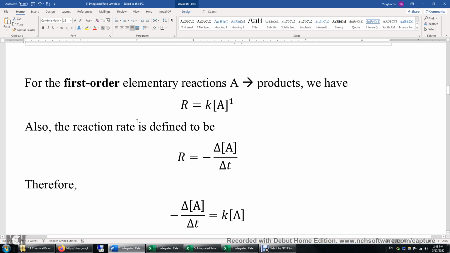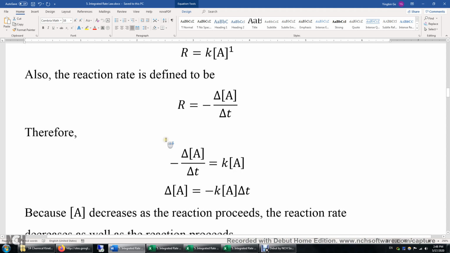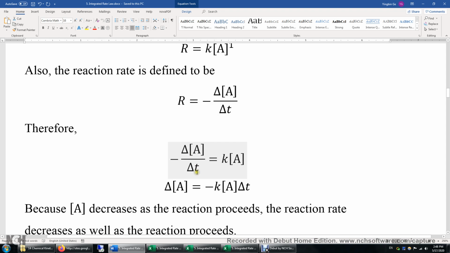Now let's work on the first order elementary reaction. So R equals k times A to the power of 1. And also we know this R is the consumption rate of A. So it's negative delta A over delta t. So this is how fast A is consumed. All right. And then by putting these two equations together, we have negative delta A over delta t is equal to k times A.